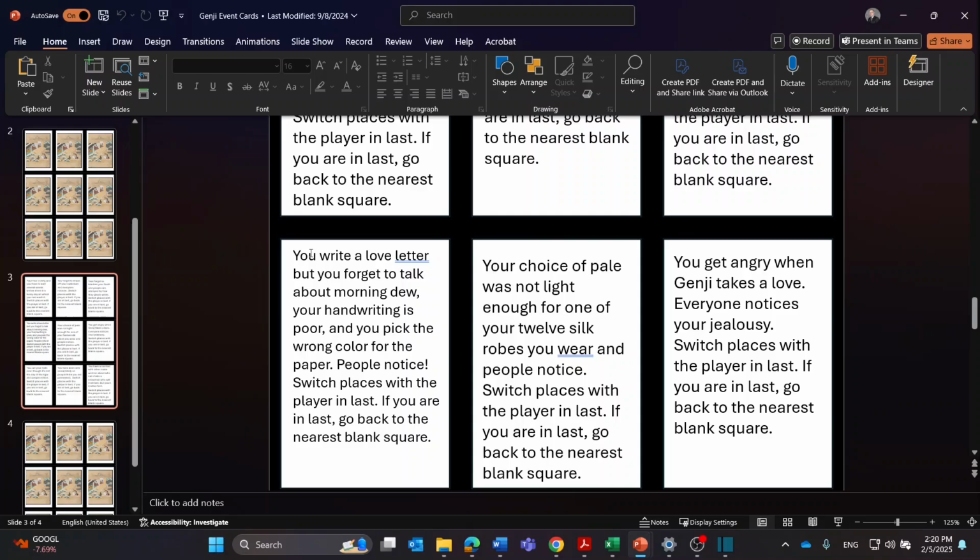You learn that women in this time period were expected to write love letters, but there were certain rules about how you were supposed to do it, things you're supposed to mention. Your handwriting's supposed to look good. I'd be in trouble. And you're supposed to choose the correct color. But the idea here is that these all teach you something.